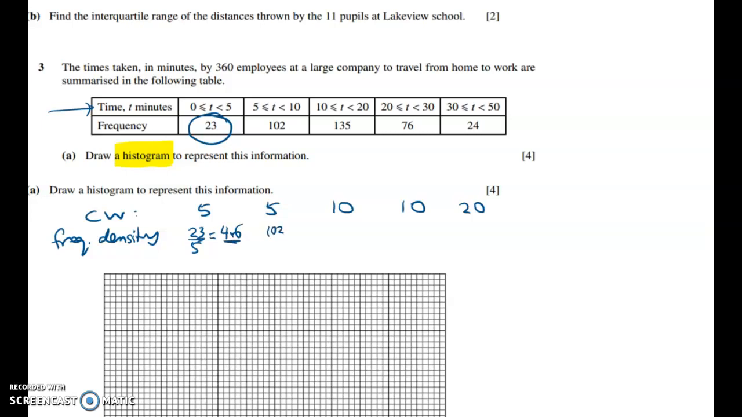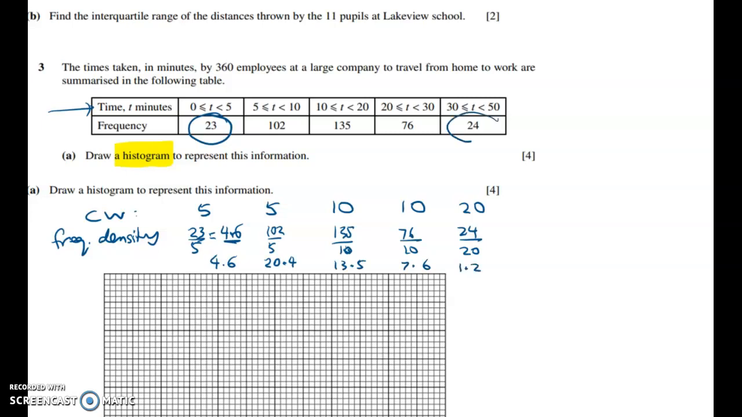This one here is going to be 102 over 5. This is going to be 135 over 10. This is going to be 76 over 10. And this one's going to be 24 over 20. So the frequency density numbers that we're drawing are 4.6. This is a big one, this is 20.4. This is 13.5. This is 7.6. And this one will be 1.2.